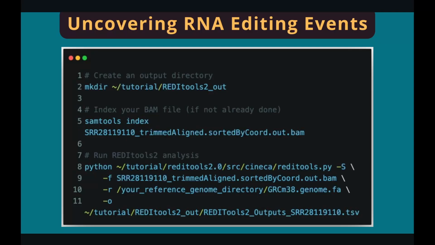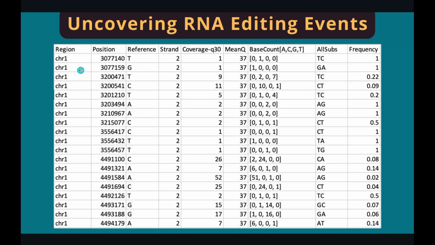The resulting table has this format. The first column is chromosome, second is the position of the events. Third is the nucleotide of the reference genome. And strand, this is a quality score, another quality score, and this is important. This shows how many reads are mapped to each nucleotide. And this column represents the alternative substitutes. It's our change, the editing site.